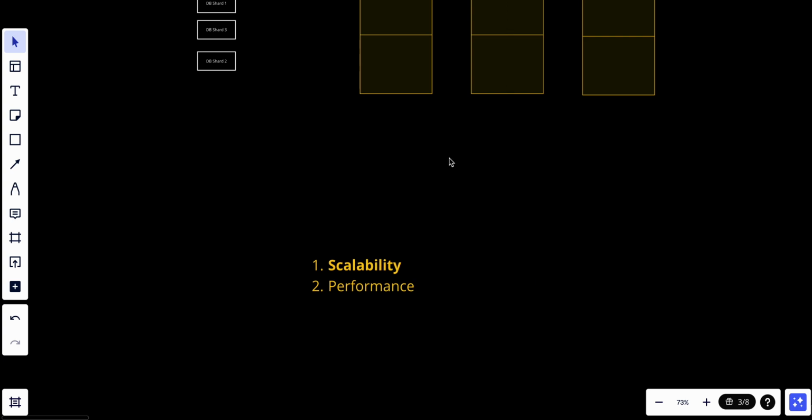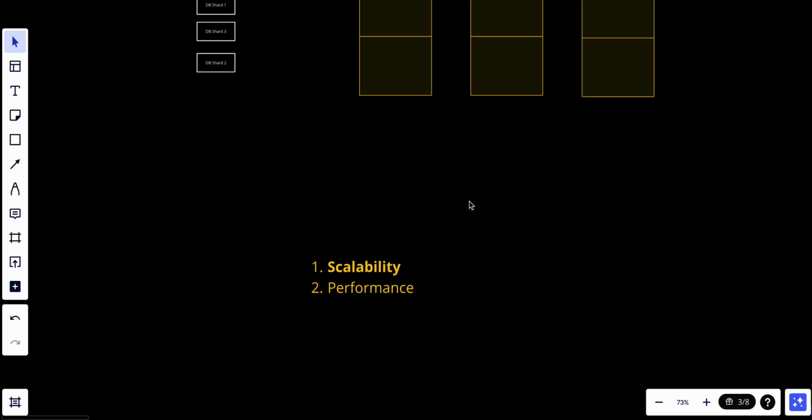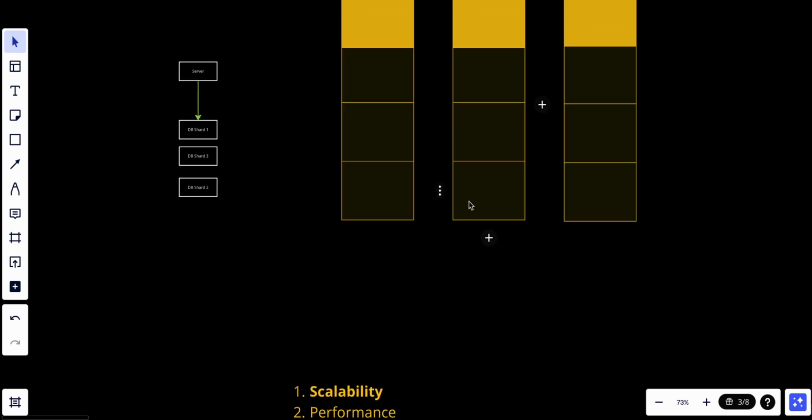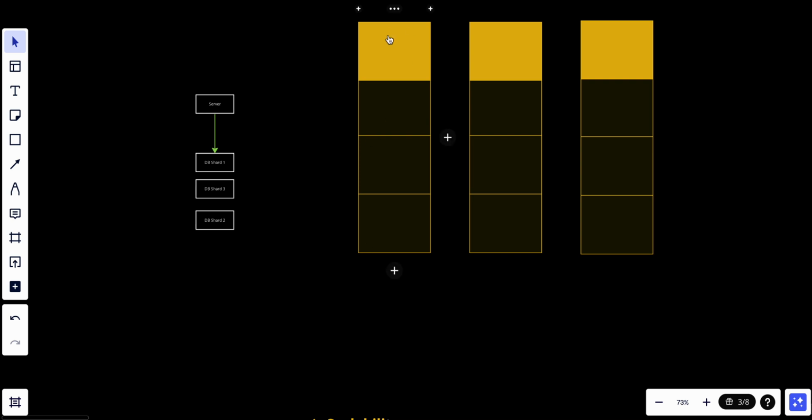Sharding can significantly improve query performance by distributing data and query processing across multiple servers. This leads to faster response times for both read and write operations. So basically we have the data, we shard the data into three pieces. When we try to query for something, we don't have to query all the data, we have to query in one shard only.